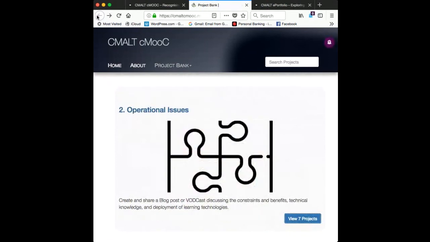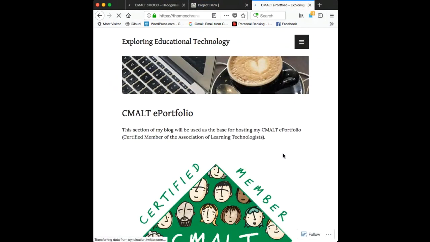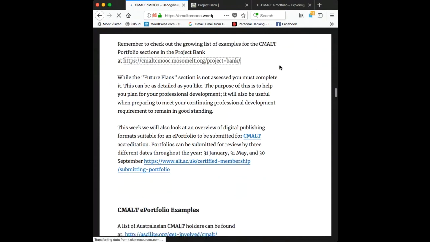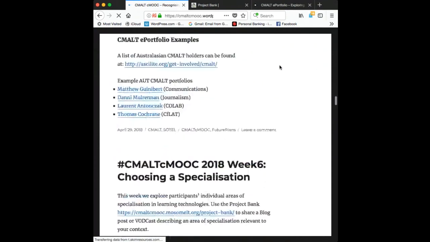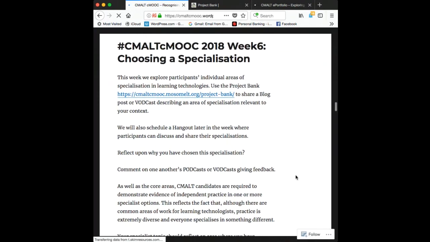And so you guys better get onto it. So there you go. There's the lightning overview of CMALT and the CMALT CMOOC. If you have a look at the CMALT CMOOC.wordpress.com site, you'll see how we break each of the weeks down into an activity to get people thinking through an element of their CMALT portfolios. So, Colin, do you want to throw it open to questions maybe?